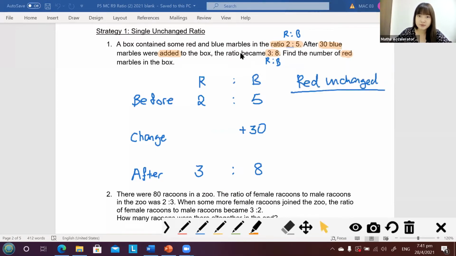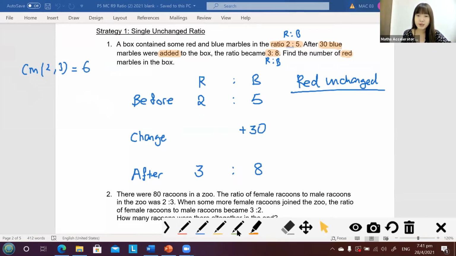So what's your next step? If you look at the steps on your first page, make it the same, equivalent. Make the unchanged item the same because it shouldn't change. So common multiple of 2 and 3. What would that be? First common multiple. Yes, I see a lot of answers. 6. So let's make it to 6.